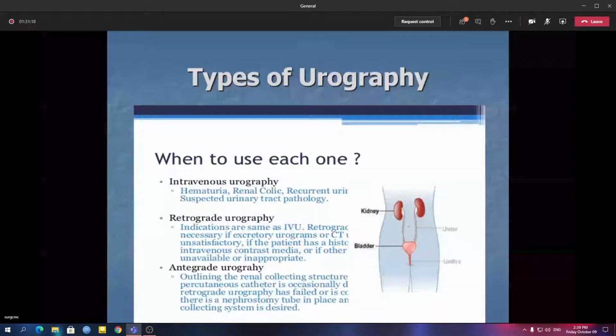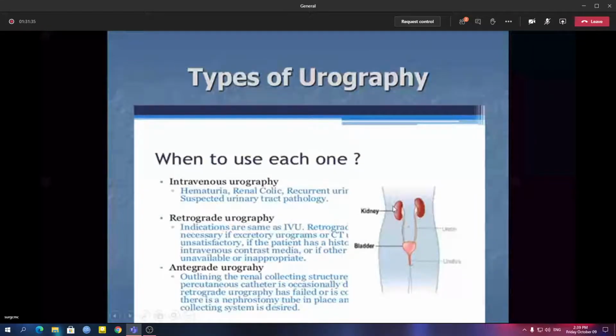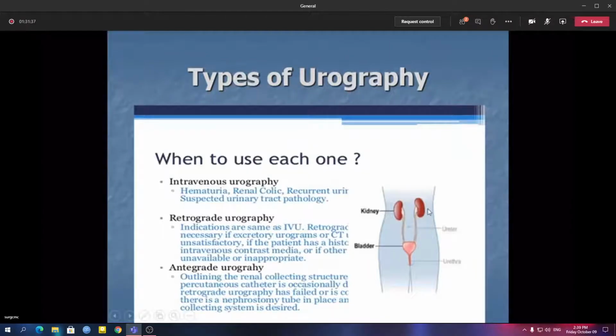And of course, there are other ways of doing it. Intravenous, as I told, is putting the dye via veins. Retrograde urography is where you go via the urethra and push the dye up to the ureters. But with retrograde, you cannot have good visualization of the kidneys, but you can have excellent visualization of the ureter and bladder systems. And there is another form, antegrade, if the retrograde method fails.